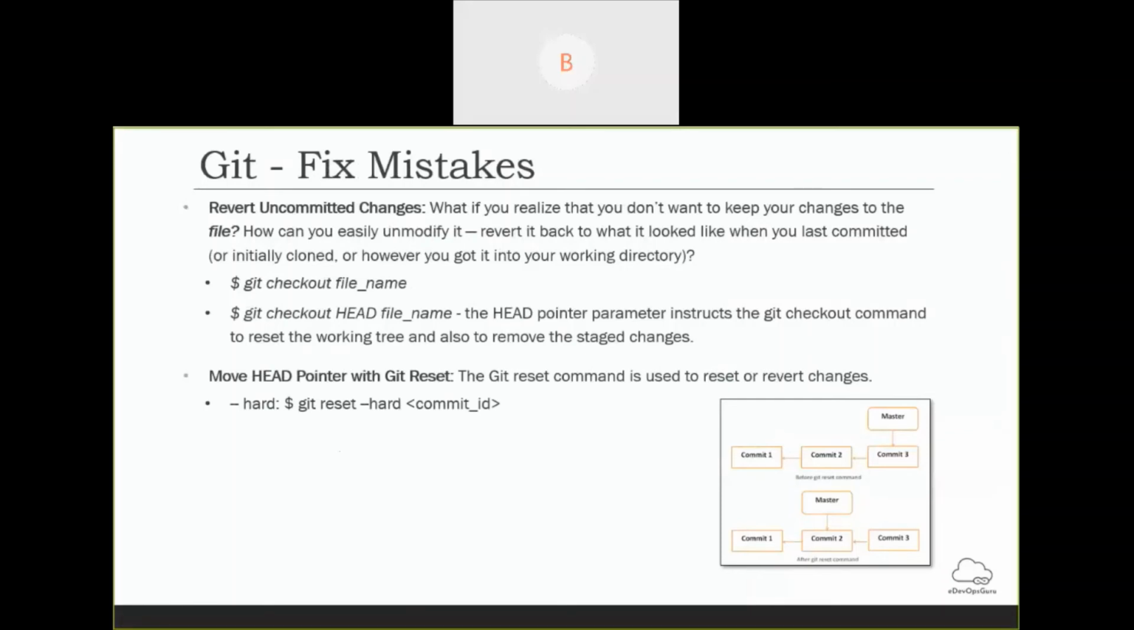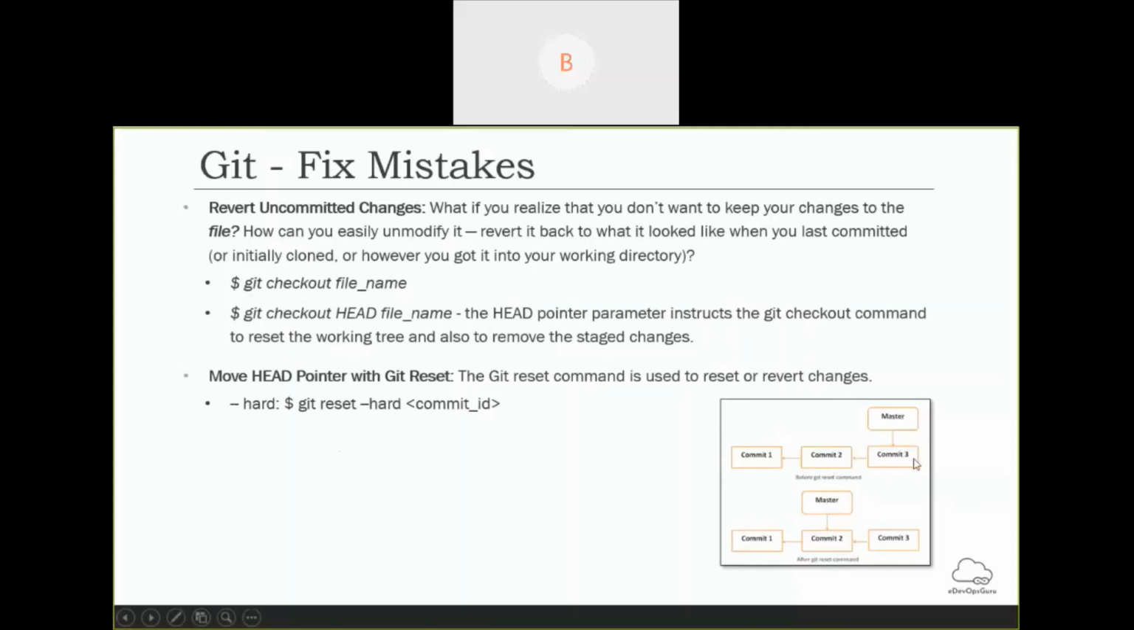So next is Git fix mistakes. If you see that I have done some changes, but that needs to be restored, you simply need to reset your head, or you can simply discard that file, or you can simply use the restore command to restore the previous changes, not discarding the complete file. It's nothing but the command git checkout and file name.